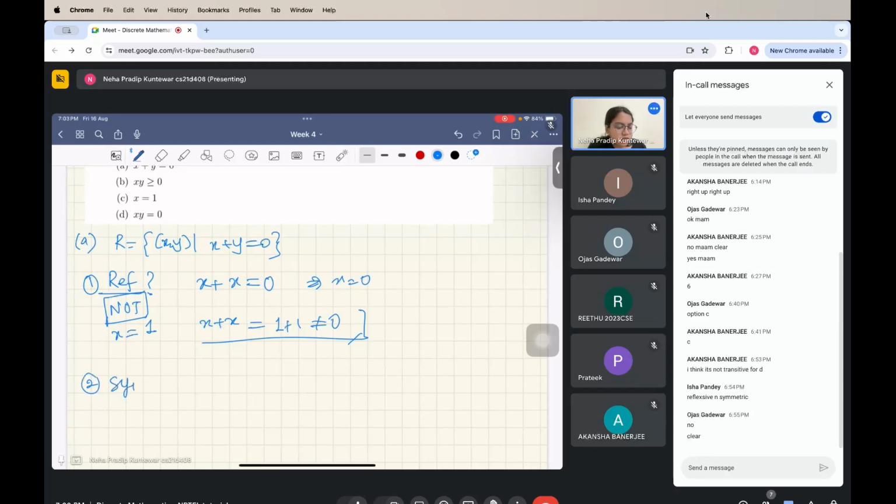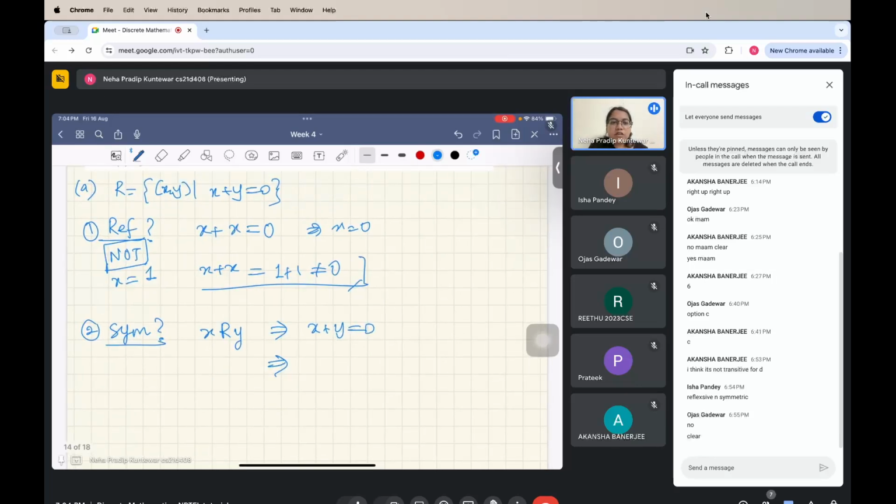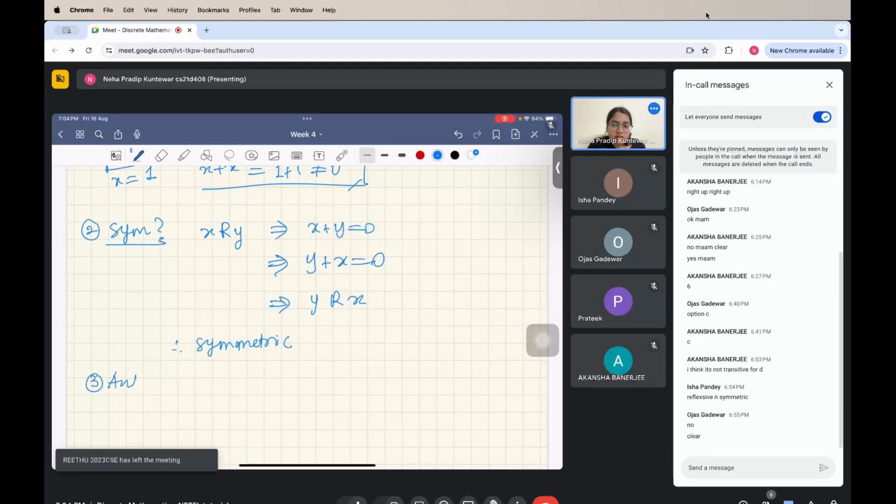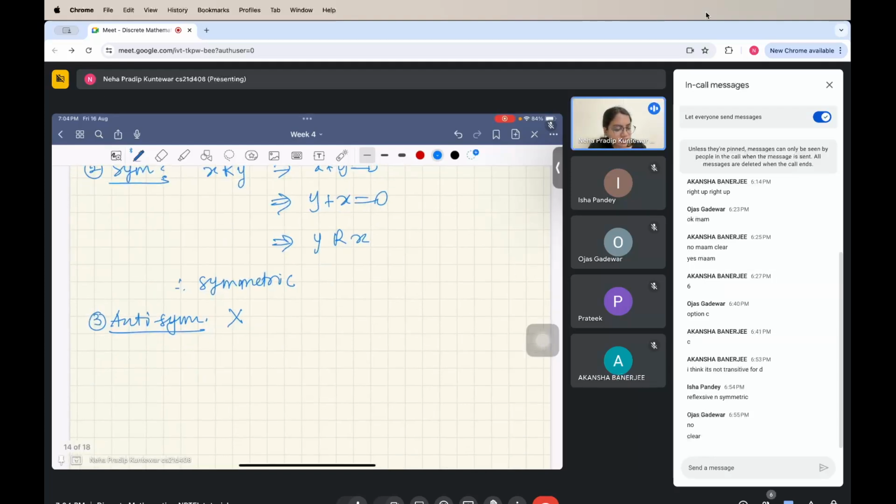Let's ask if this is symmetric. Let's say x is related to y, that means x plus y is equal to 0, and by commutative property of addition over real numbers, this also means that y plus x is 0, and this implies that y is related to x and therefore symmetric. The third thing is about antisymmetry, and clearly if a relation is symmetric, it cannot be antisymmetric at the same time. So this is clearly not the case.